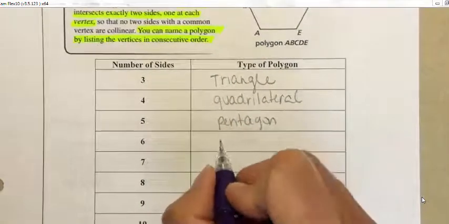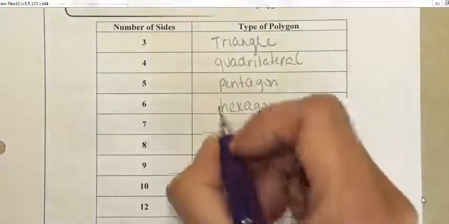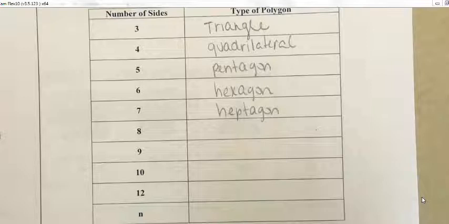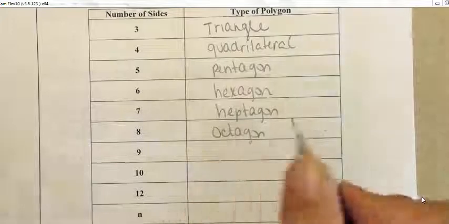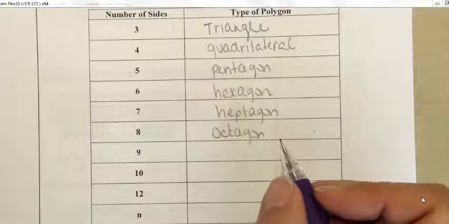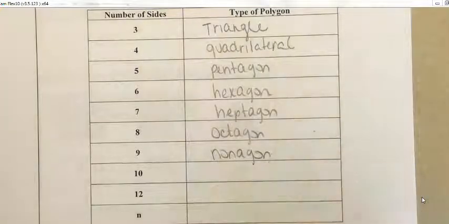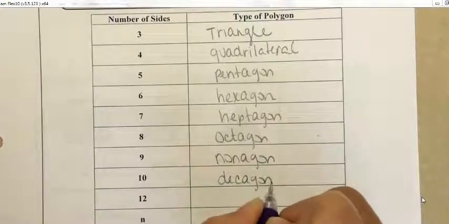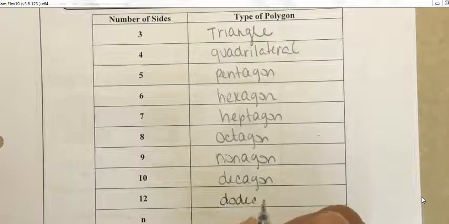Okay, 6, well, we dealt with that earlier. That was a hexagon. We divided that up into 6 triangles. 7 is a heptagon. 8 is an octagon. All of these are like prefixes that apply to other things, like an octopus has 8 arms. Okay, 9 is a nonagon. 10 is a decagon. 12 is a dodecagon.